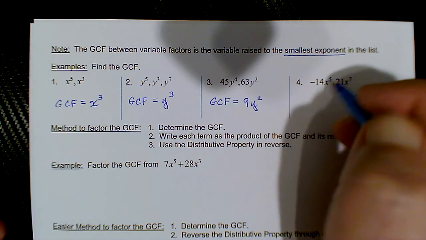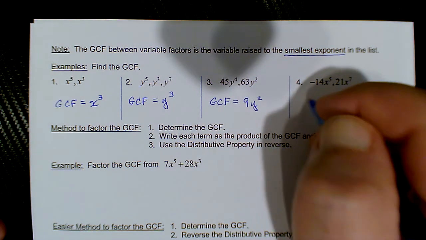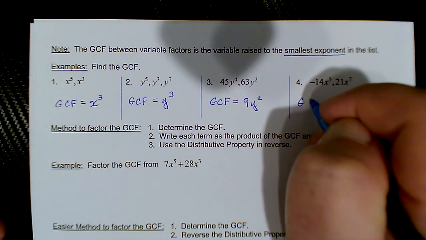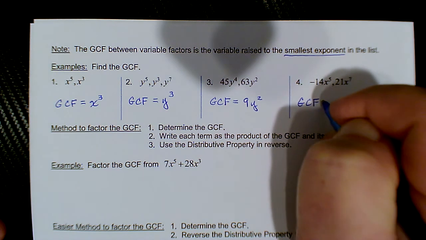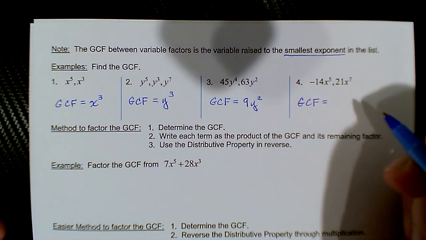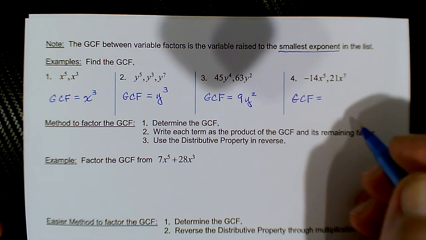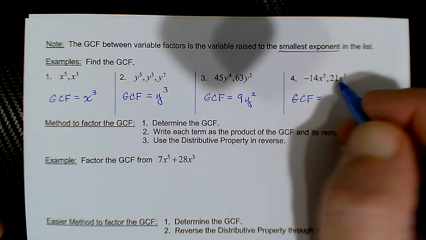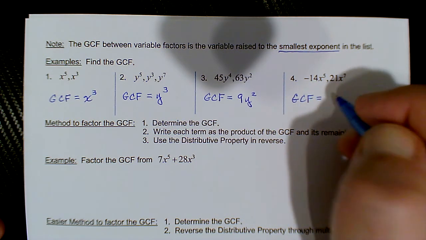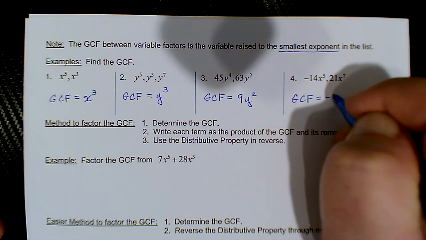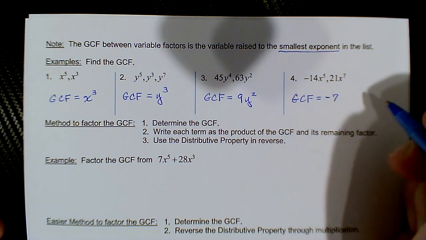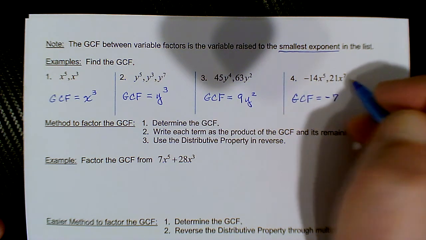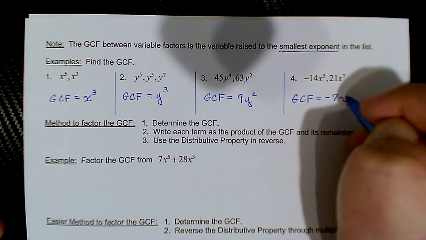When you have negatives involved, it's typically best to include the negative as part of the greatest common factor. So between negative 14 and 21, obviously 7 is common, but I'm going to include the negative. So negative 7, and then between x to the 5th and x to the 7th, smallest power, x to the 5th.